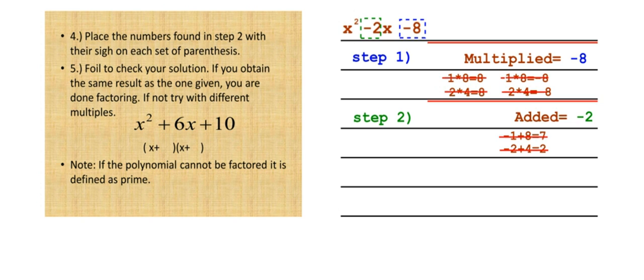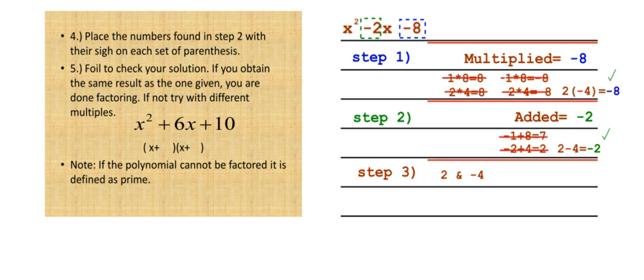But if we change the sign onto the 4 instead, 2 times negative 4 will still give us negative 8, still works for the multiply. And when we add, 2 minus 4 gives us, hey, negative 2. That works in both cases, for the multiply and the added. So it looks like we found the right combination, the 2 and the negative 4.